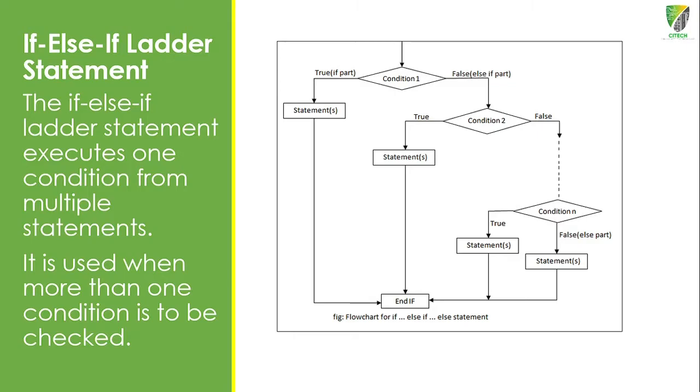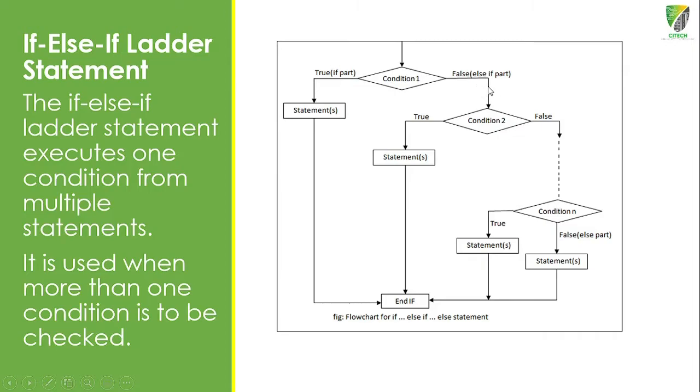If-else if ladder statement. The if-else if ladder statement executes one condition from multiple statements. It is used when more than one condition is to be checked. So it means in an if-else if ladder, we are checking more than one condition. So let's analyze the flowchart. First, we have condition 1 for the if. If it is true, we go to the if part statement. But if it is false, we go to the else if part. Not the else part, but the else if part.